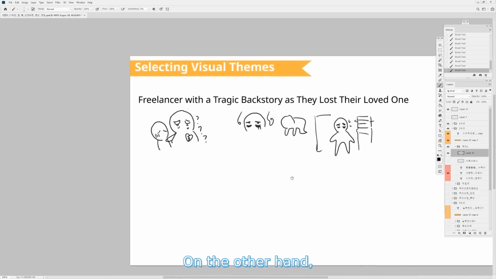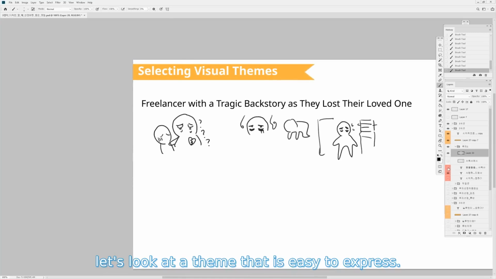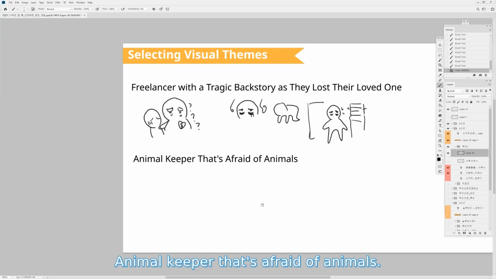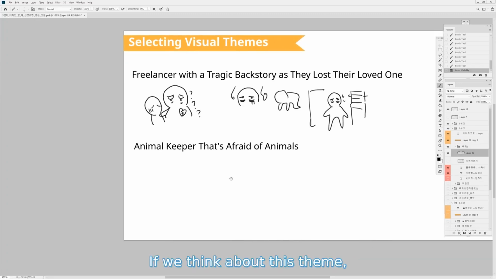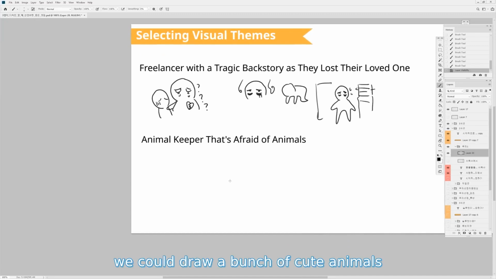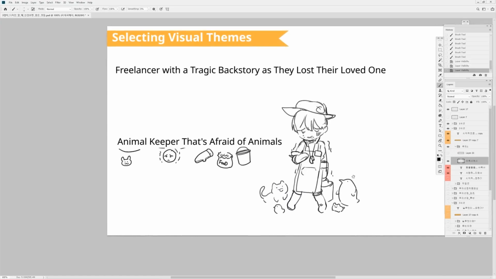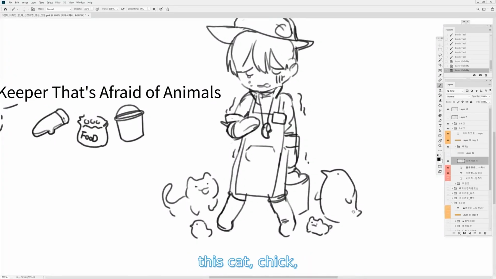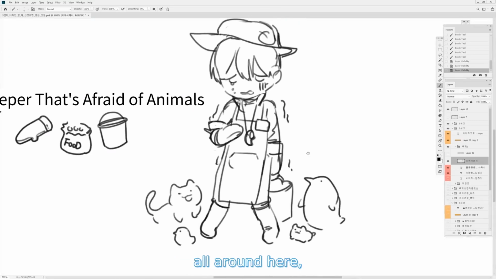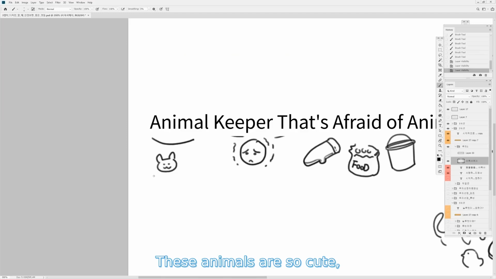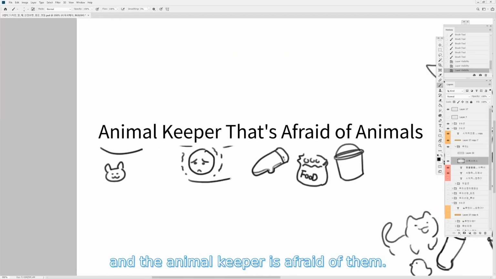On the other hand, let's look at a theme that is easy to express. Animal keeper that's afraid of animals. If we think about this theme, we could draw a bunch of cute animals and a scared person with an anxious face. That'll be very easy. Let's see. We have cute animals, this cat, chick, penguin, and hamster all around here, and they're shaking in fear. These animals are so cute, and the animal keeper is afraid of them.